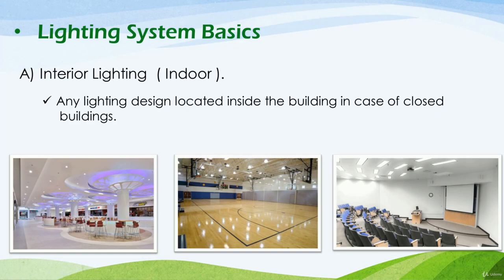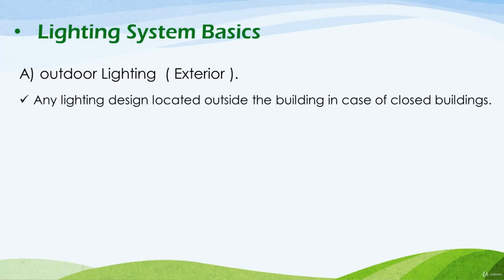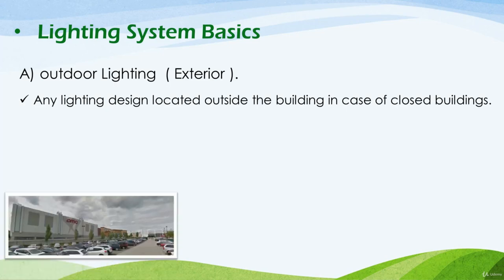Alright, now let's go to the second type, which is the exterior lighting system design or the outdoor design. Here its definition is the inverse of the interior design, as it's any lighting design that is located outside the building in case of closed buildings. So for any closed building, any design that is located outside it will be an exterior design. And an example for that exterior design is the parking outside the mall, for example. So the street lighting outside the mall is an exterior lighting design.